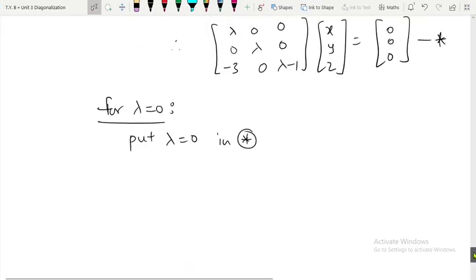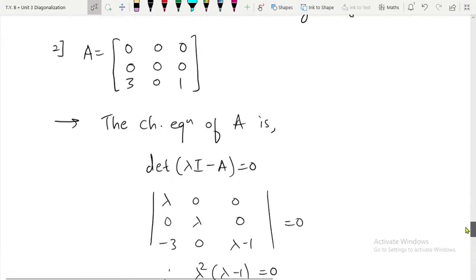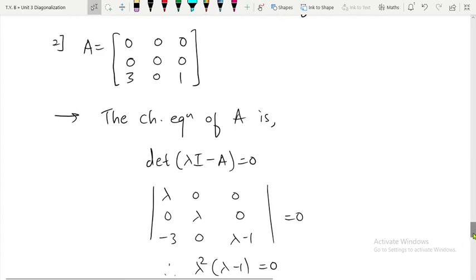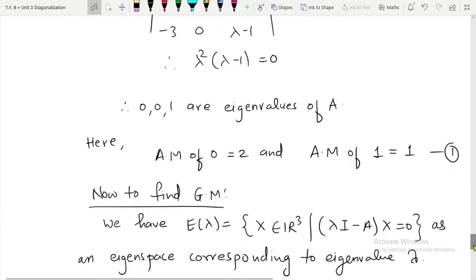Yeah, now let us go for the next example. So this is it, and I have already done a few calculations for you. I have already found out the eigenvalues. They are 0, 0, 1. Algebraic multiplicity of 0 is 2 and algebraic multiplicity of 1 is 1.